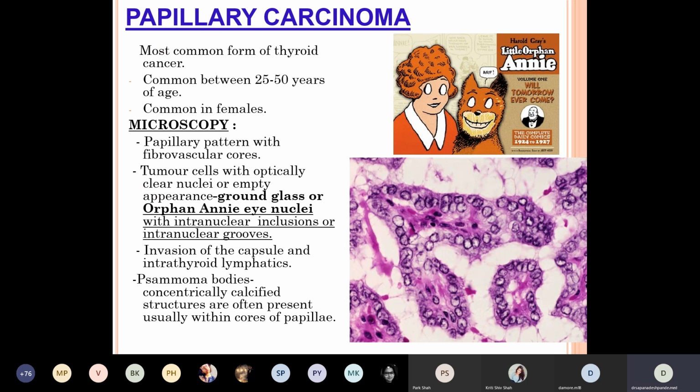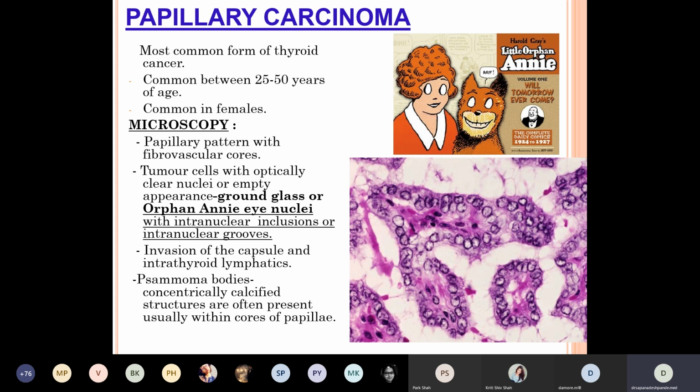Now we will discuss papillary carcinoma. Grossly, it will be like a gray-white area in the thyroid. For follicular carcinoma, you have to see the capsule, but in papillary carcinoma, you have to see the histology slide to differentiate. Now you must be aware of what papillae are. Papillae are projections, so the follicles will be in a projection pattern. There won't be round follicles; there will be papillae. The most common thyroid cancer is papillary carcinoma, common between 25 to 50 years of age, and it presents commonly in females.